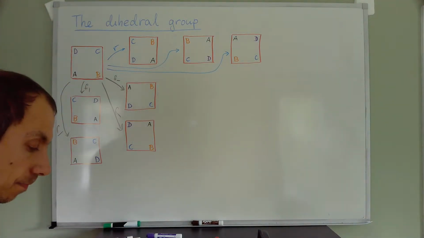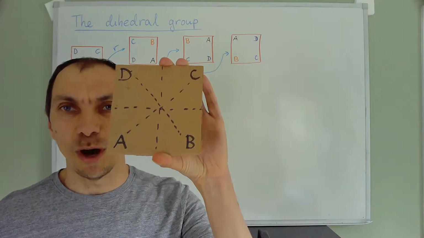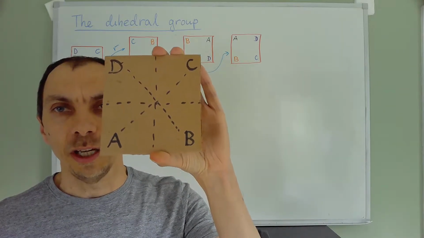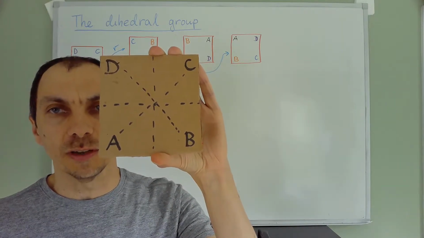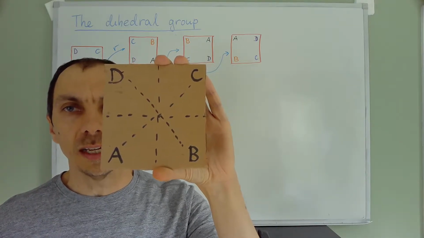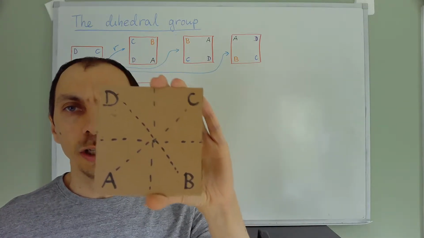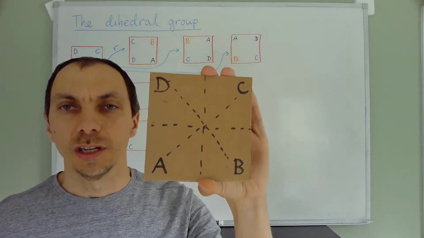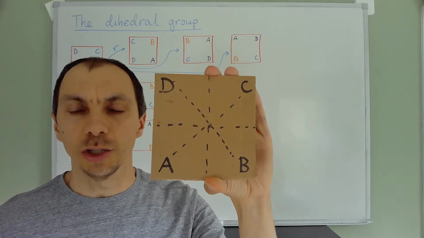So here is a model of a square, and I actually drew 4 axes of symmetries of this square. But before we get to these axes, let's actually consider certain other symmetries of the square, which are rotations.